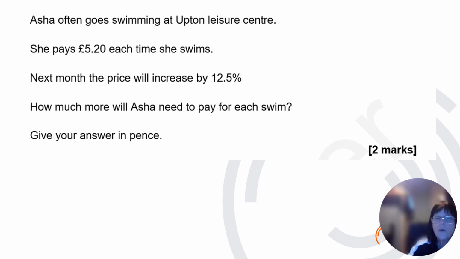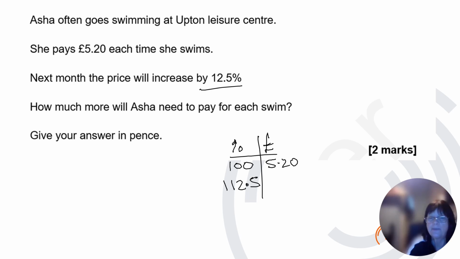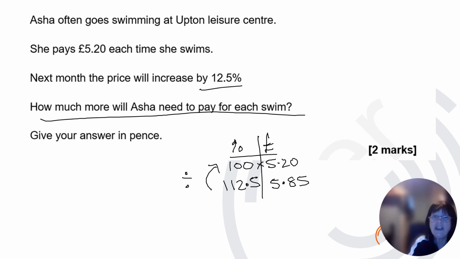Okay, how are we getting on? So what we know, again, we have got percentage and pounds, and we know that 100% at the moment is £5.20. But we are going to end up paying 112.5%. So divide by the number above, multiply across, and you will end up with £5.85. So how much more will Asha be paying for each swim? Well, she's going to be paying 65 pence extra. Okay, well done if you got that right.